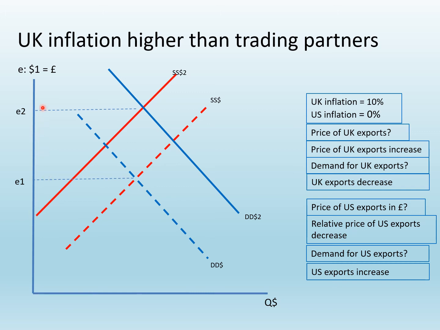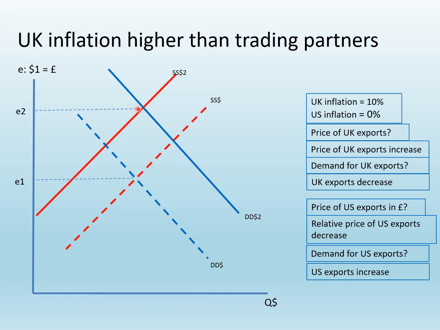It's important to appreciate that in reality, you're not going to get these stepwise changes. You're not going to get a shift in the supply curve, and then a shift in the demand curve. Rather, what will happen is you're going to get a gradual process over time. So as the inflation differentials open up, you'll get demand and supply changes, the pound will depreciate, you'll get further demand and supply changes, and you'll get this ongoing depreciation of the pound, which will continue until the inflation differentials stabilize.